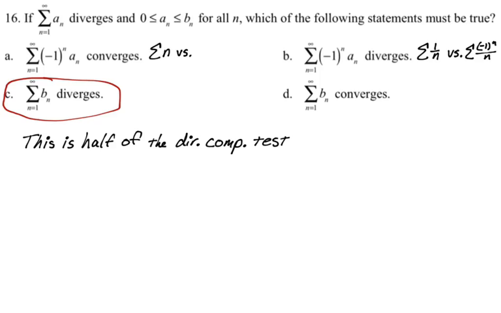This one, I'm going to do the sum of n versus the sum of -1 to the n. Both of those diverge. And then D, obviously there's no examples because that would contradict the direct comparison test, so that can't do it. All right, let's take a look at another problem.